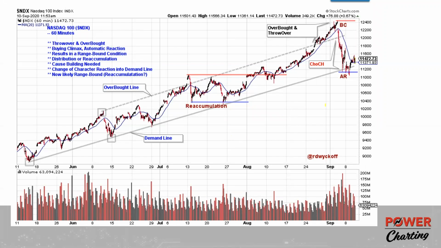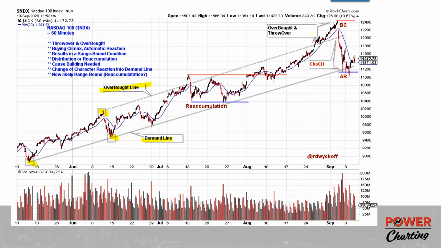This chart is into today's trading, and you can see here an important trend channel. The solid gray line is what we call the demand line. The overbought line, which I always put in as a dotted line, is the parallel to the demand line. Demand line is made on 2 points made early in the uptrend, and then the intervening high on the overbought line is where the parallel goes.